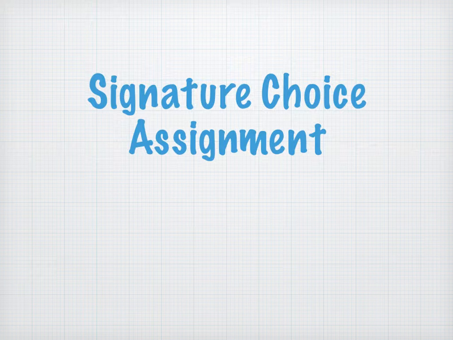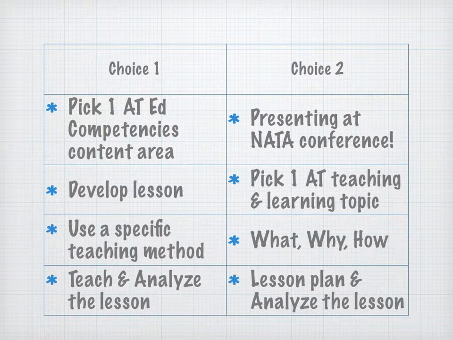So in this class, you'll have a choice to complete one of two signature assignments. My goal here is to provide an overview of each of the two assignments, and hopefully clarify the difference between the two. So let's take a look at choice 1 and choice 2. I'm going to start with choice 1, which is on page 4, and it is titled the athletic training lesson presentation.